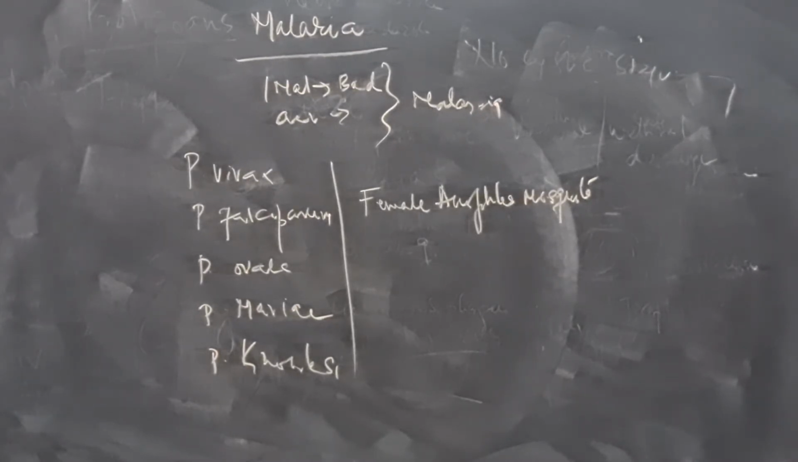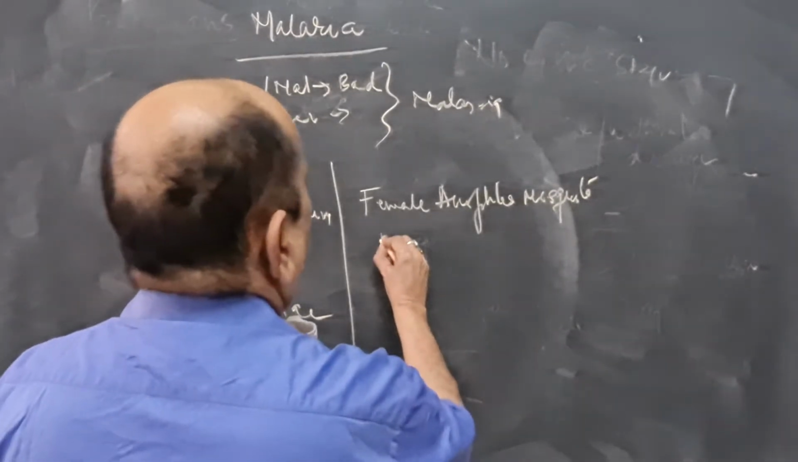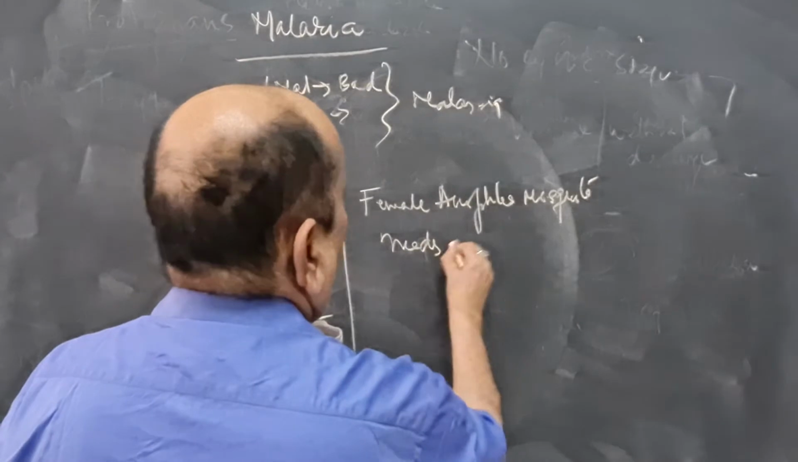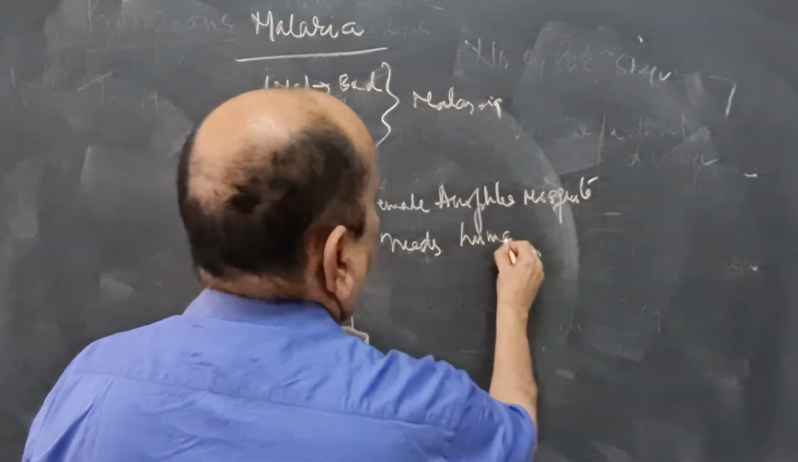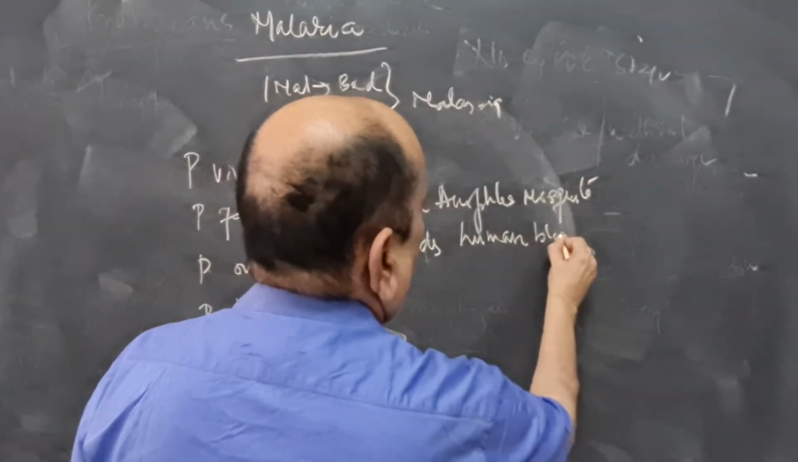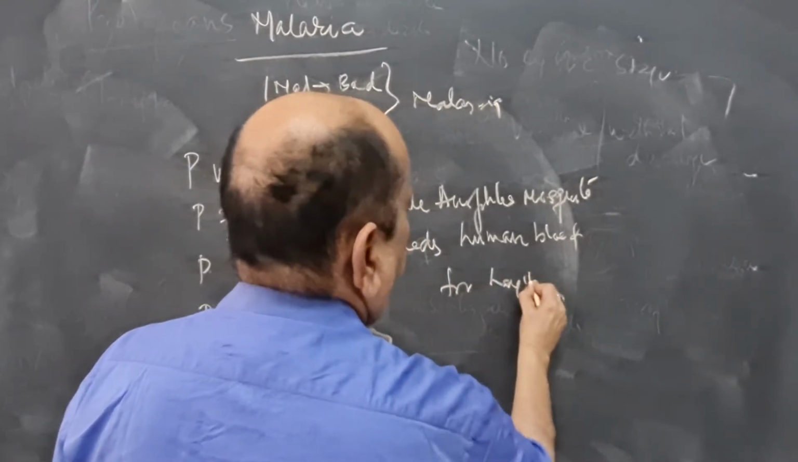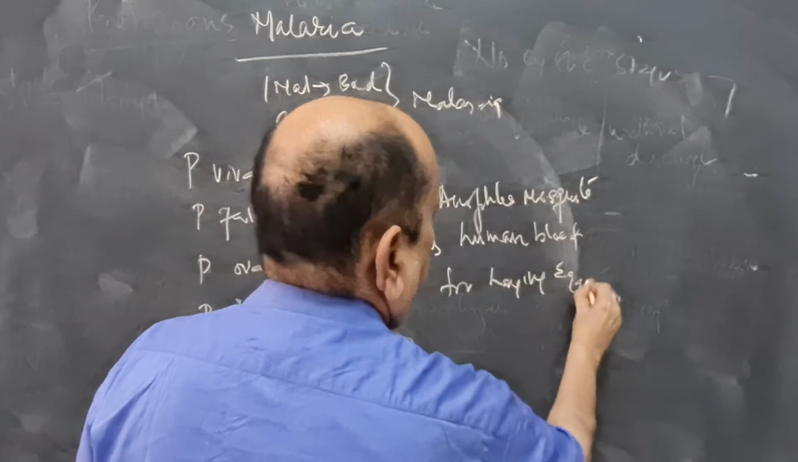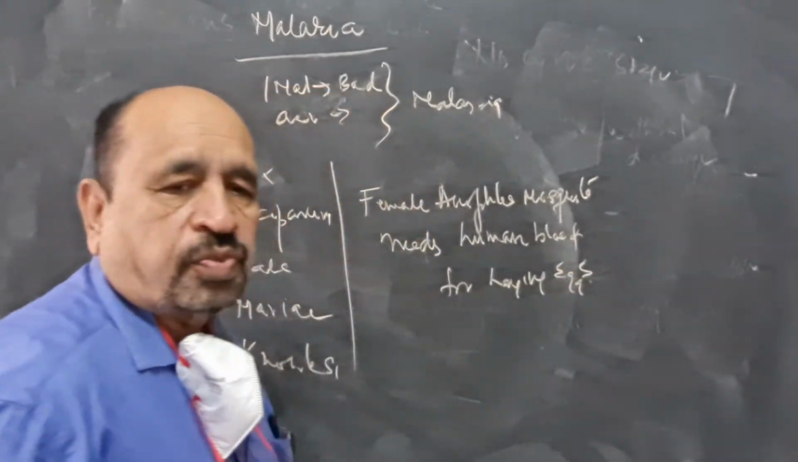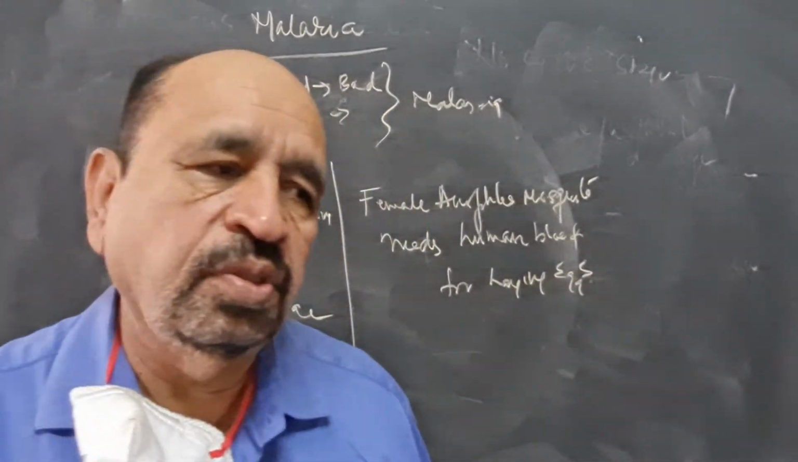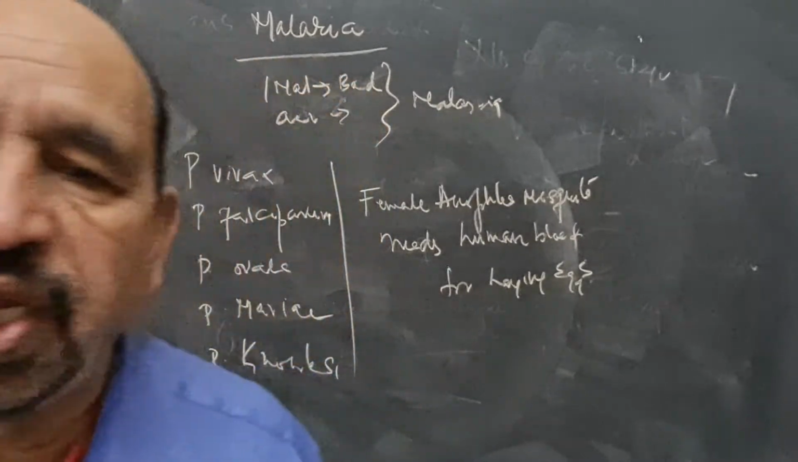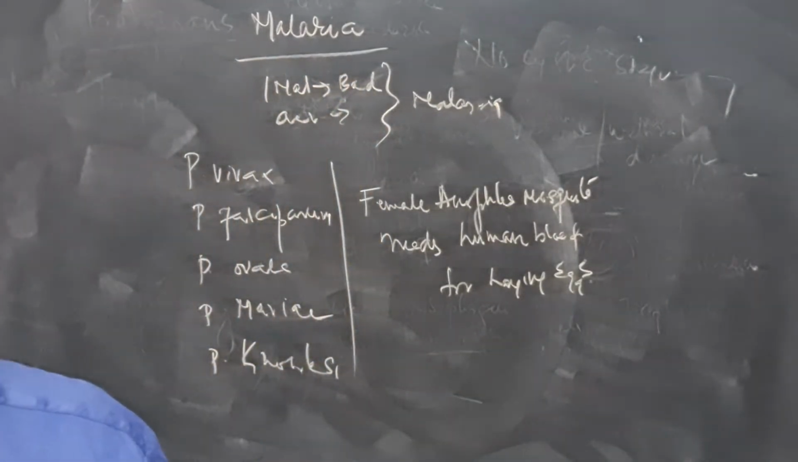Female Anopheles mosquito. Why female? Why not male? Because the female needs human blood for laying eggs.